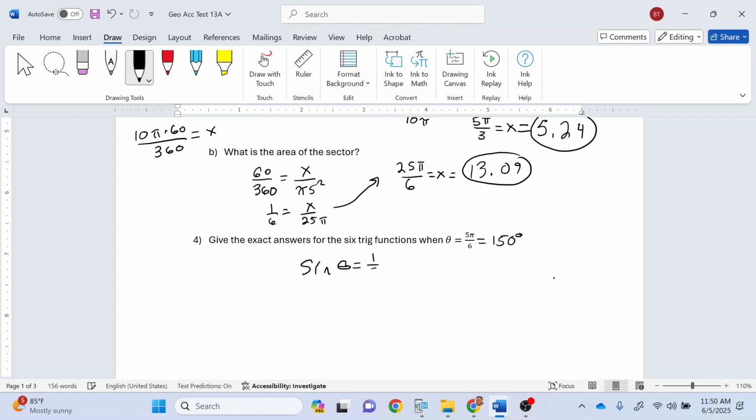Sine is going to be 1/2. It's related to 30. So cosine is going to be negative root 3 over 2. It will be related to 30 degrees. The x and y would be negative root 3 over 2, comma 1/2. That's what it would be on the unit circle.